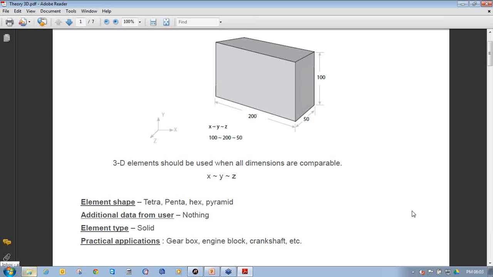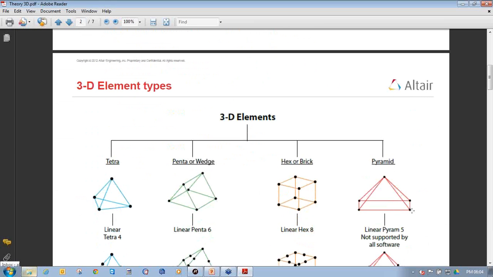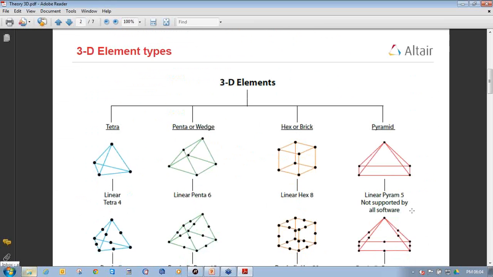Element types are solid elements. These all are solid elements. They can be defined as tetra or penta or hexa elements, but they are all solid. The practical applications where solid elements, that is either tetra, penta, hexa or pyramid elements, are used are gearbox, engine block, crankshaft, etc. Then we will discuss the types of 3D elements.